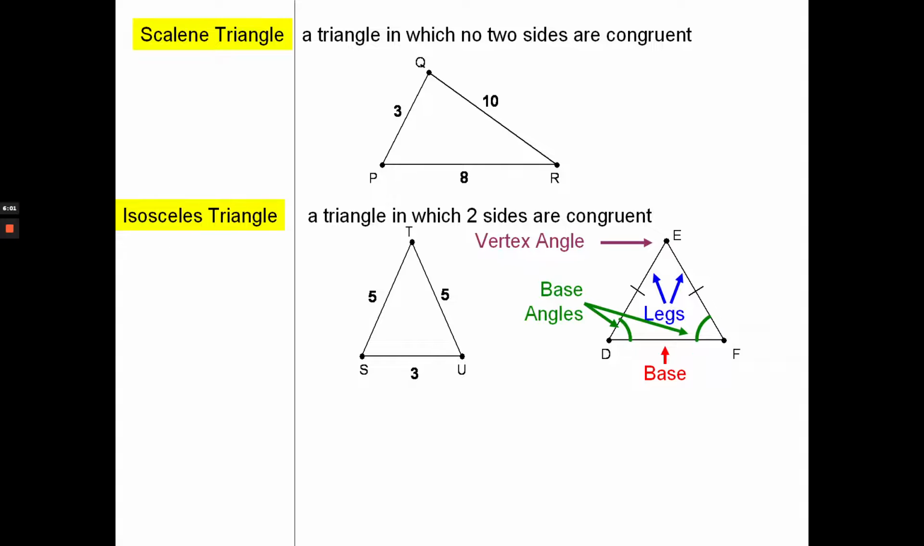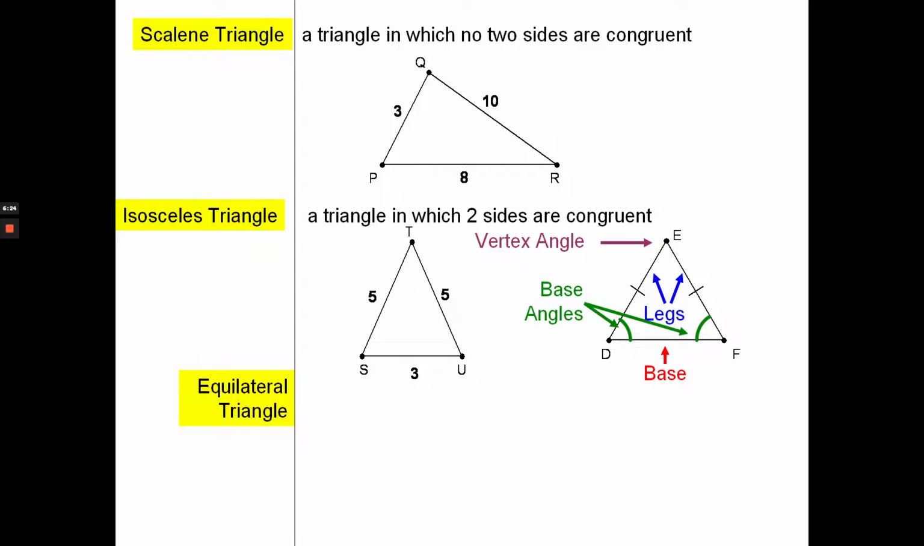Vertex angle is the angle made by the two congruent sides. So angle E is the vertex angle. So in this triangle, our two congruent sides are ST and UT. So our vertex angle is angle T.